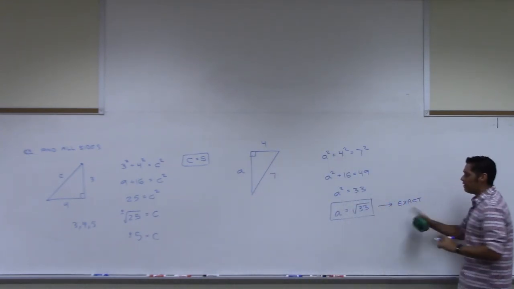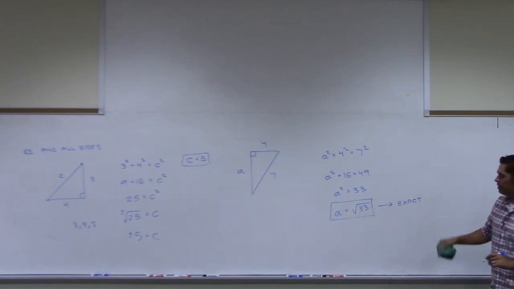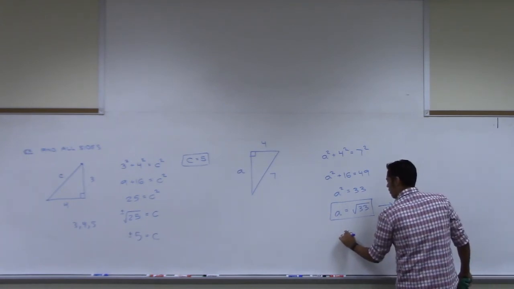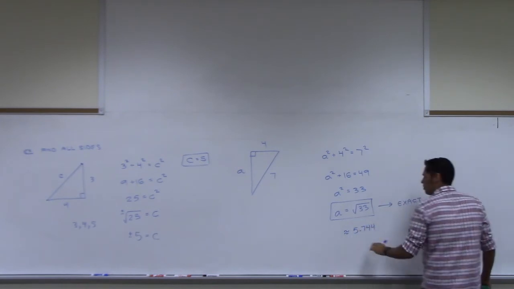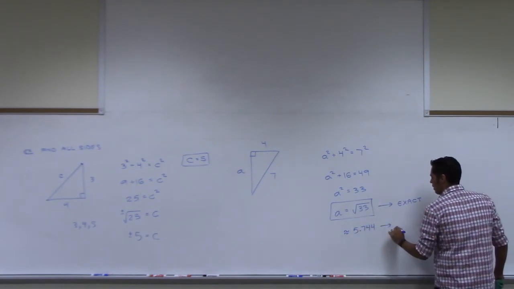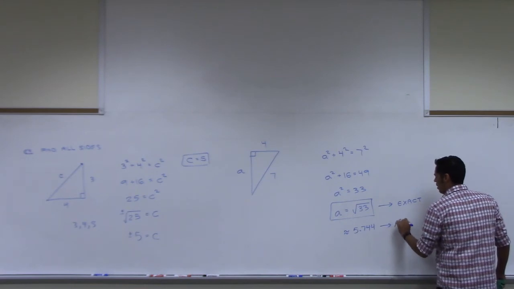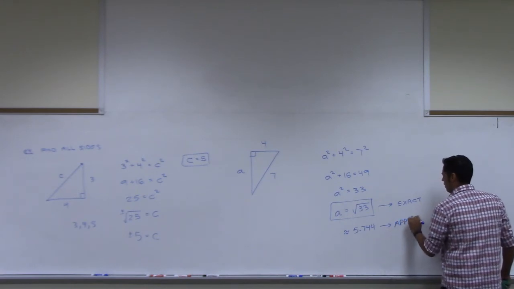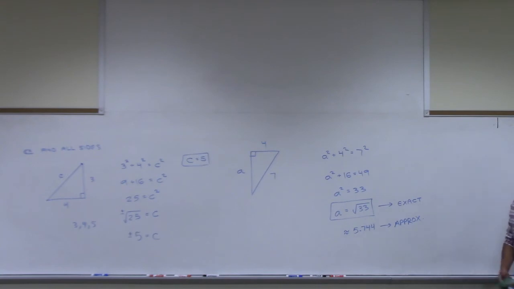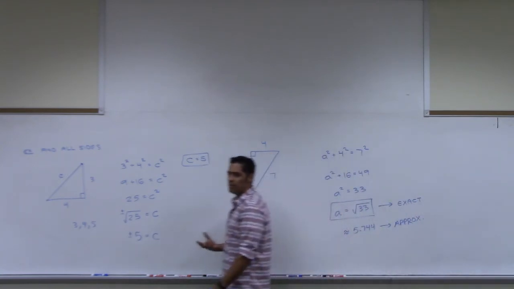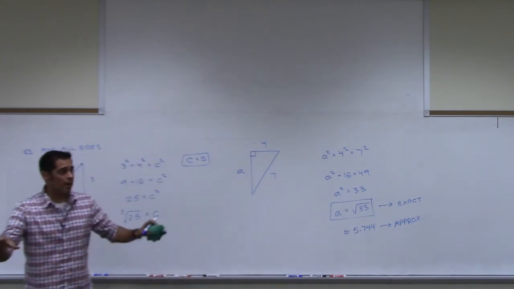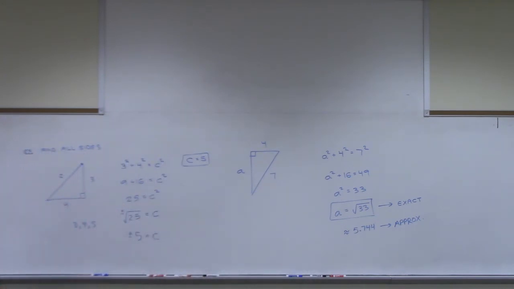Now, somebody on their calculator, go ahead and do it. And tell me what the 5.744. Approximately 5.744. Squiggly equals approximately. This is called the approximate. Did we talk about that last class a little bit? Okay. Approximate. So unless I tell you otherwise, or the book tells you otherwise, always get your answer in exact form, because there's no error in an exact answer.